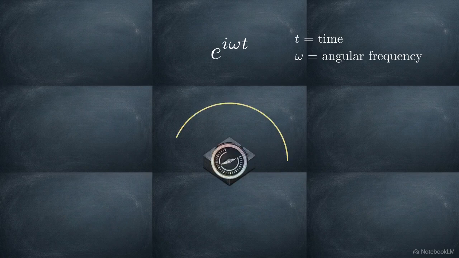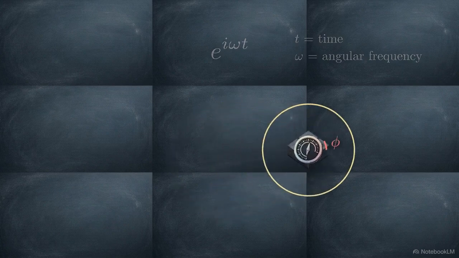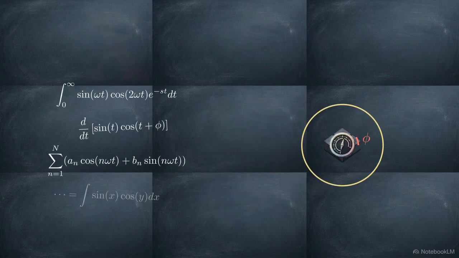The expression e to the i omega t is known as a phasor. Instead of a wave that bounces up and down on a graph, the phasor spins continuously around the complex plane. Before the clock starts ticking, the arrow has an initial starting angle. We denote this starting position with the Greek letter phi, which represents the wave's phase.